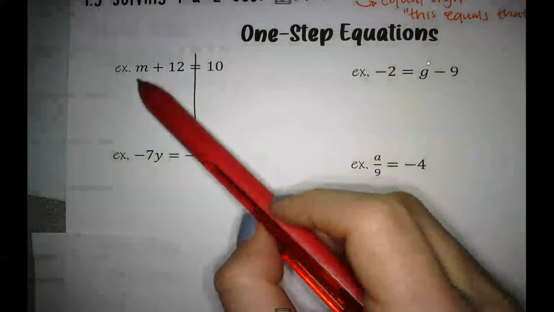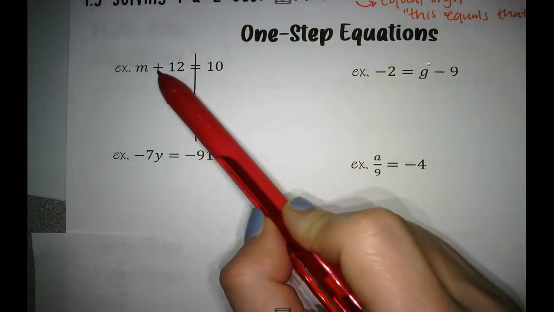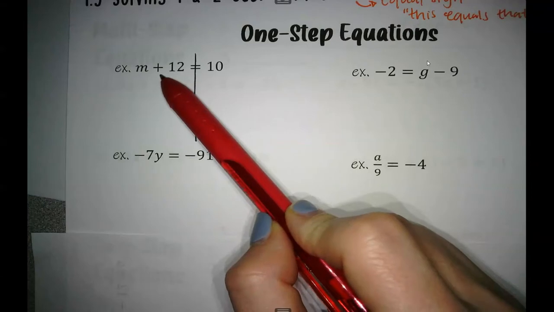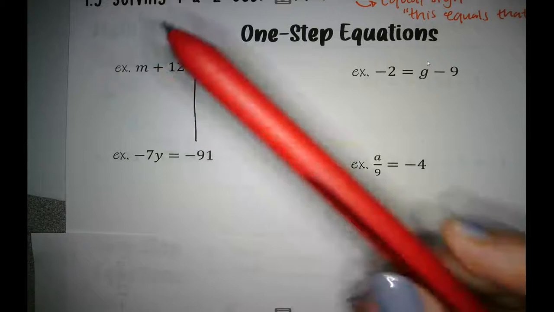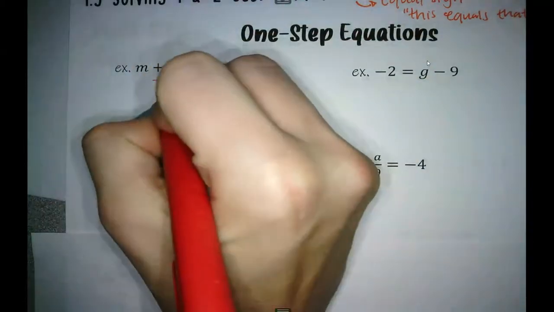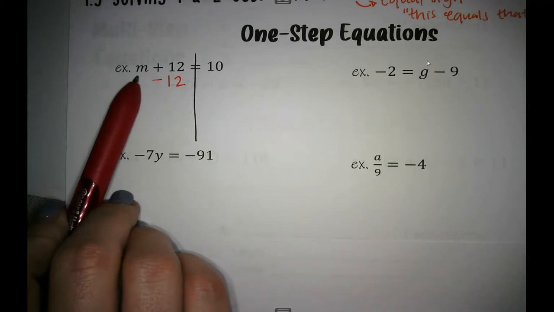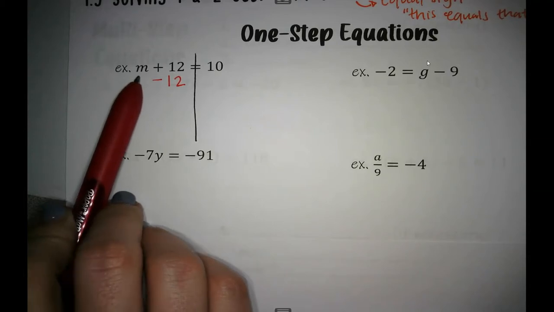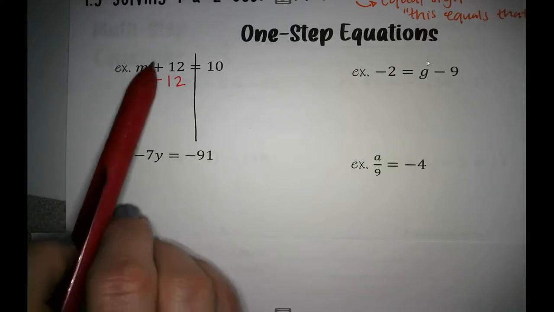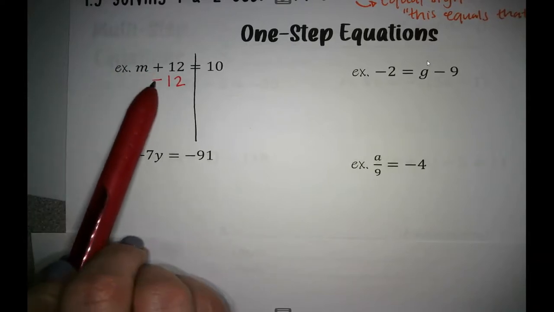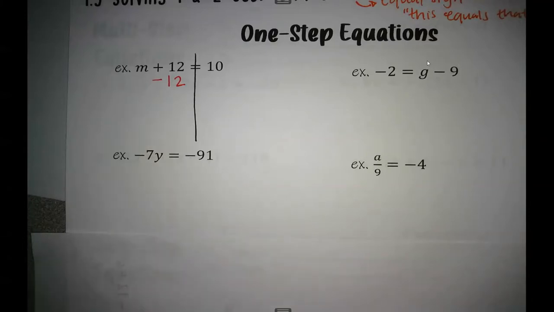Some of these one steps you could probably solve in your head, but we're not going to solve it like that. So right now, what's happening to this m, to this variable, is 12 is being added to it. So from this side, I need to take away 12 so that I can get m by itself. What I'm trying to do is get m, the variable, by itself. So I have to undo everything that's being done to it. Right now it's being added. To undo that is subtraction. That's the note I'm going to make up here.